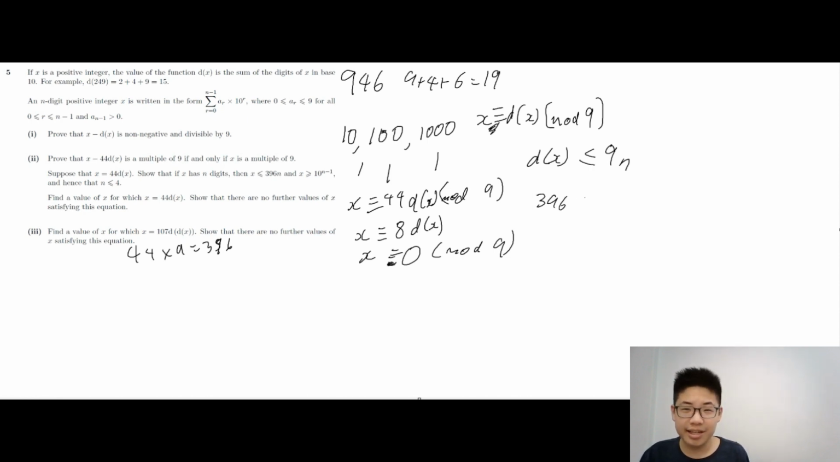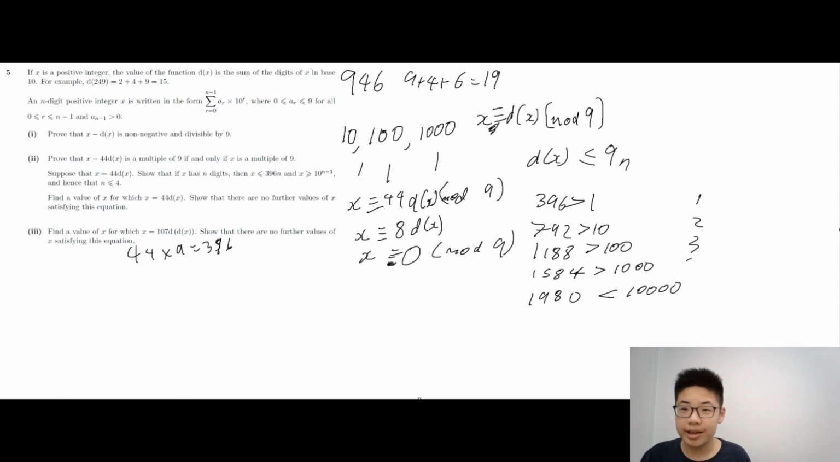So 396 is obviously greater than 1, so when n is 1, you have 1. Then the next multiple of 396, 792, is greater than 10. Then 1188 is greater than 100, and 1584 is greater than 1000. So far so good. However, consider the next multiple, 1980, which is less than 10,000. So this means n equals 1, 2, 3, and 4.